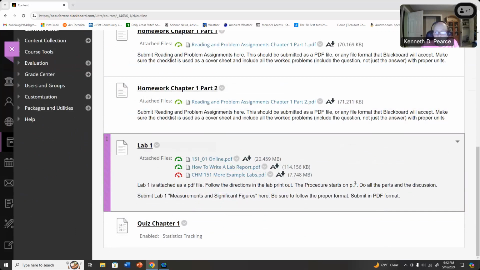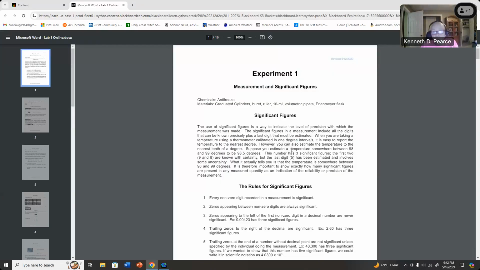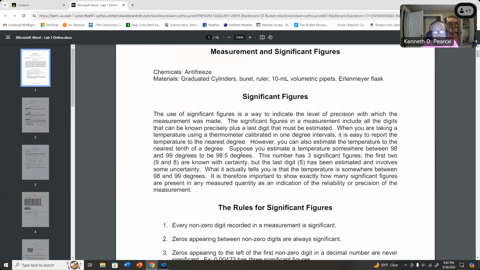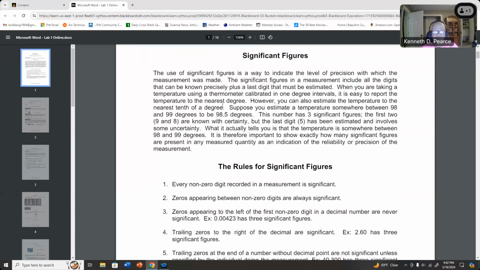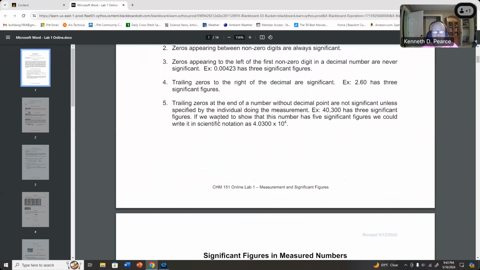Now the procedure starts on page 7, but let's take a look at it from the beginning, because we've got to look through it, not just the procedure, and decide what it is that we need to do here. So this is experiment 1, and this is pretty classical for general chemistry 1 and even some of the other chemistries. The very first thing you do is a measurements lab. Why would we do a measurements lab? Because we measure things in the laboratory. That's why.